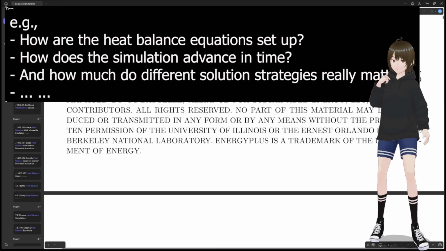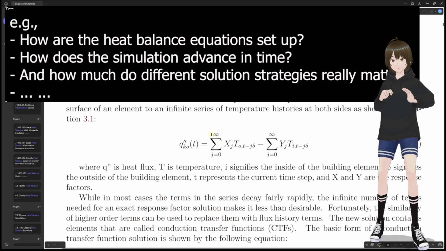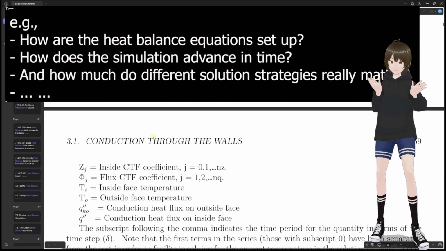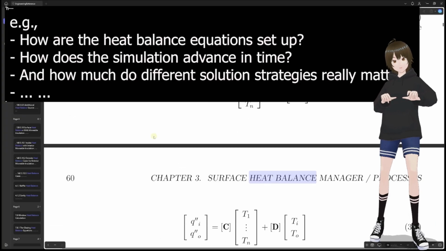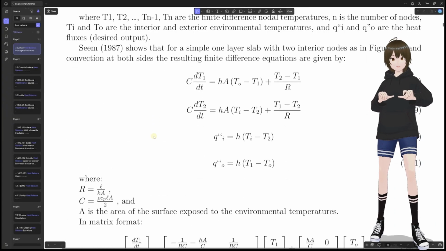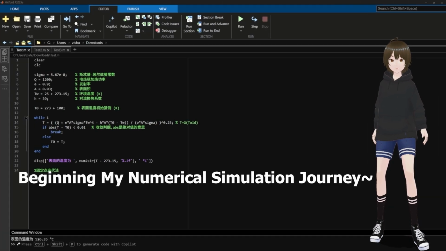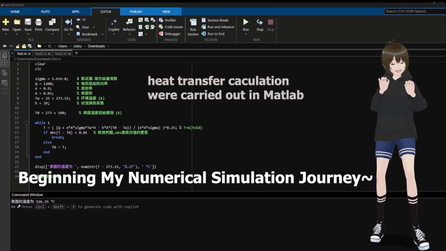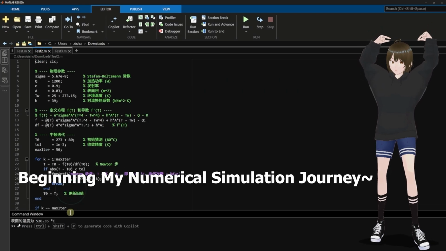For example, in this simulation engine, EnergyPlus, how are the heat balance equations set up? How does the simulation advance in time? And how much do different solution strategies really matter? Because of this, I've been intentionally strengthening my background in numerical methods and numerical simulation, trying to build a solid foundation rather than stopping at just being able to run the software.